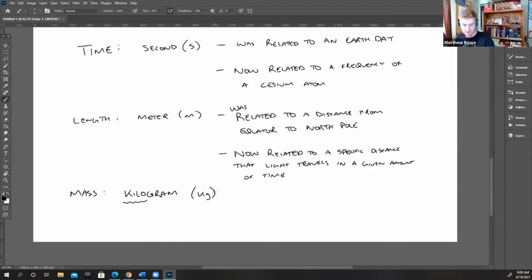A single gram, I don't have anything that small right now. It's a tiny amount. A kilogram is an actual moderate size. I don't have anything to represent a kilogram. A small dumbbell is around a kilogram.